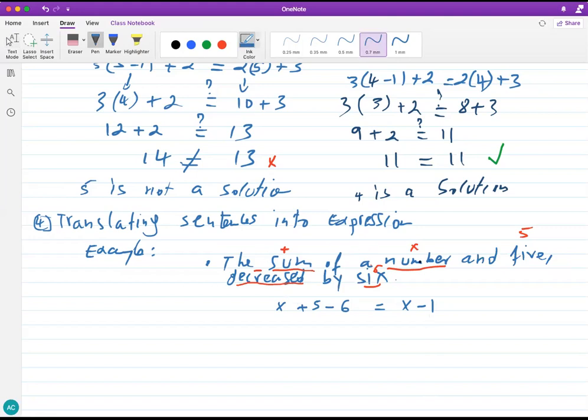Okay, so look out for the keywords. Each sentence might have a word that you need to translate correctly. Otherwise, you change the expression or the operation. It won't be the same.